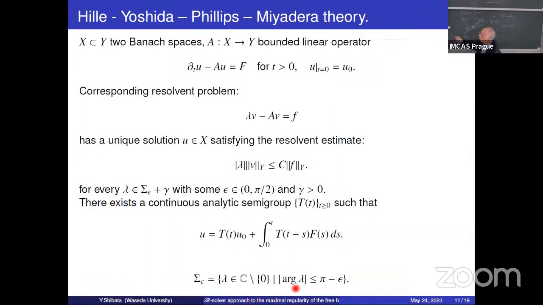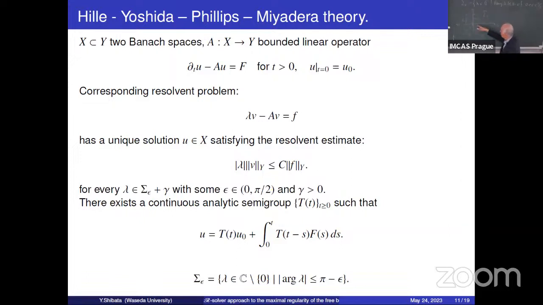Now I talk only about the parabolic type. Therefore, lambda here is in sigma sub epsilon, the so-called parabolic sector, the set of complex numbers of argument less than pi minus epsilon, and epsilon is just pi over 2. So in the complex plane, pi, 0. So this is epsilon.